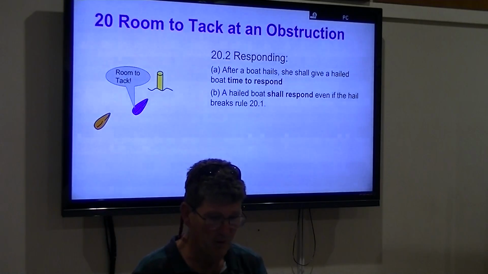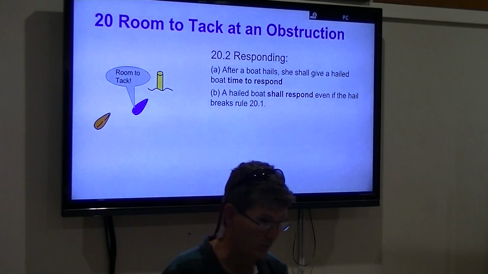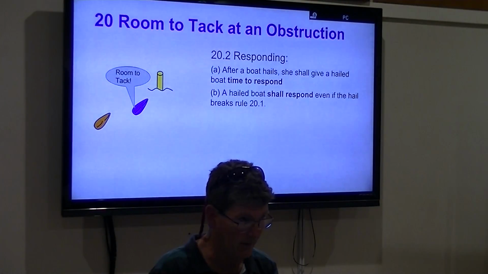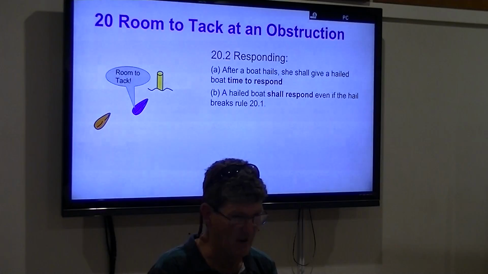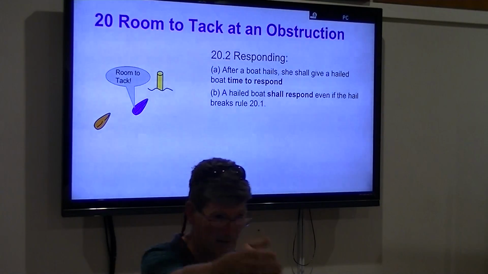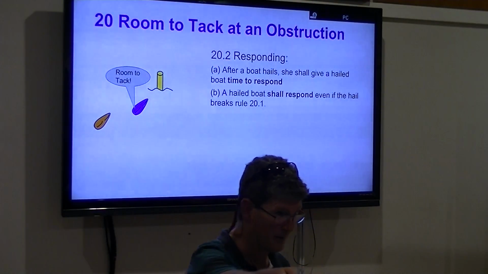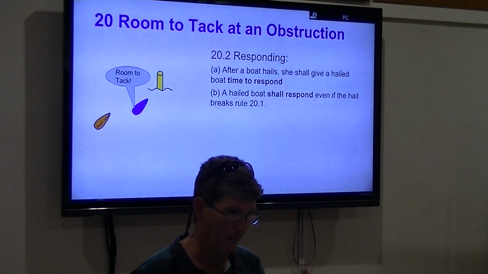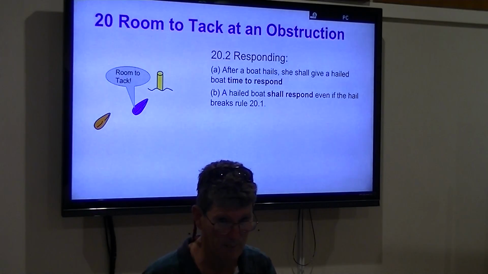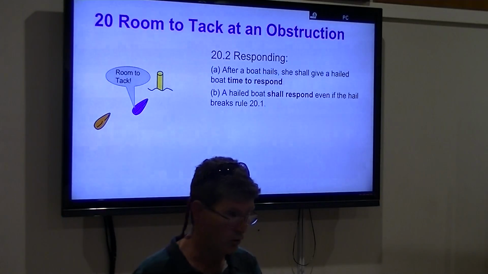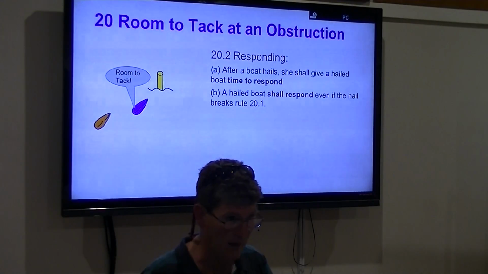A hailed boat shall respond even if the hail breaks rule 20.1. If someone says, I need room to tack, your response can't be, oh no you don't. You don't know exactly what they're seeing. They may be seeing the log that you can't see. They may have an 8-metre keel that you don't know about. There may be a person swimming in the water. So, if someone asks for room to tack, you're responding and you're giving them room to tack.